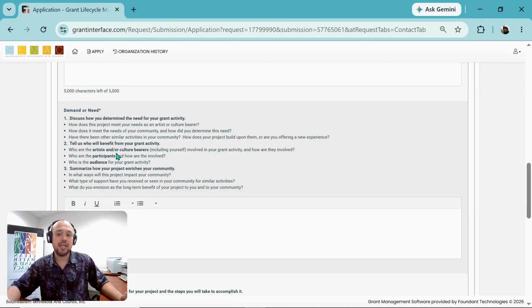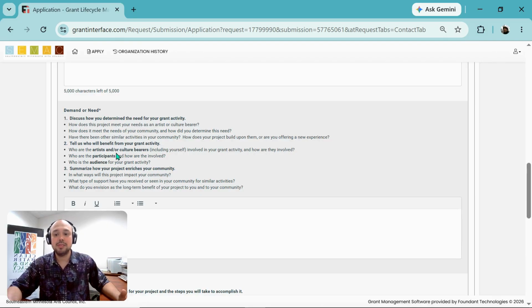One common misunderstanding is that applicants feel they need to identify a major problem or crisis in order to demonstrate need. That's not necessarily the case. Sometimes a strong demand or need response identifies something that is missing, underrepresented, requested by the community, or simply an opportunity that would not otherwise exist.